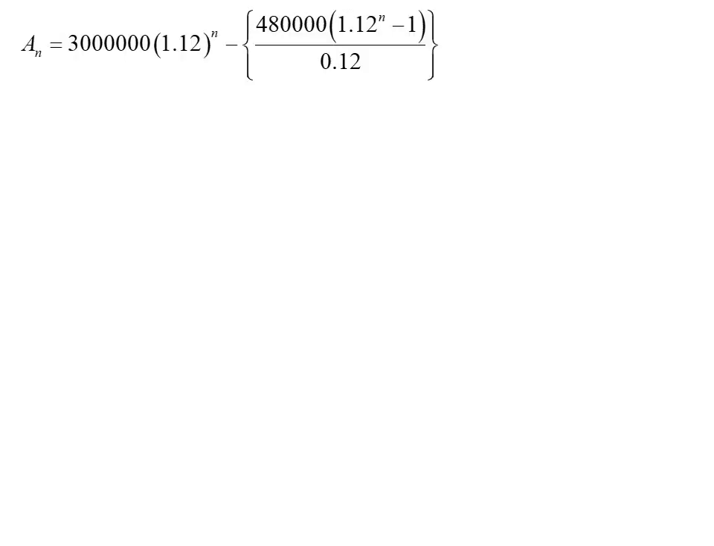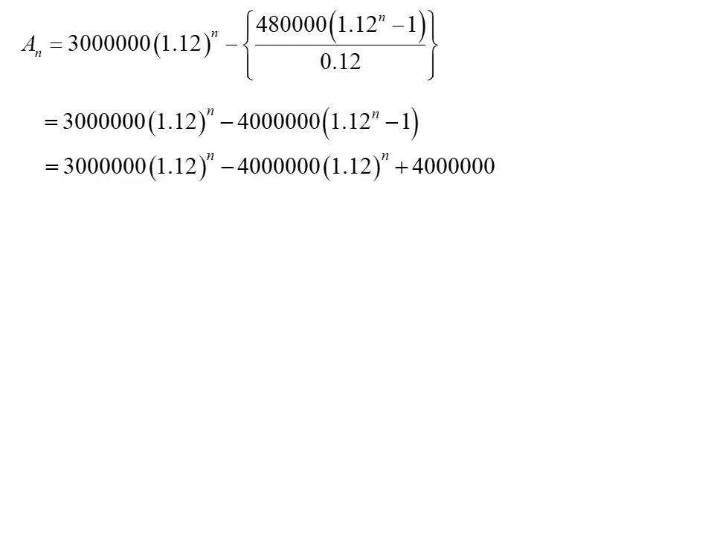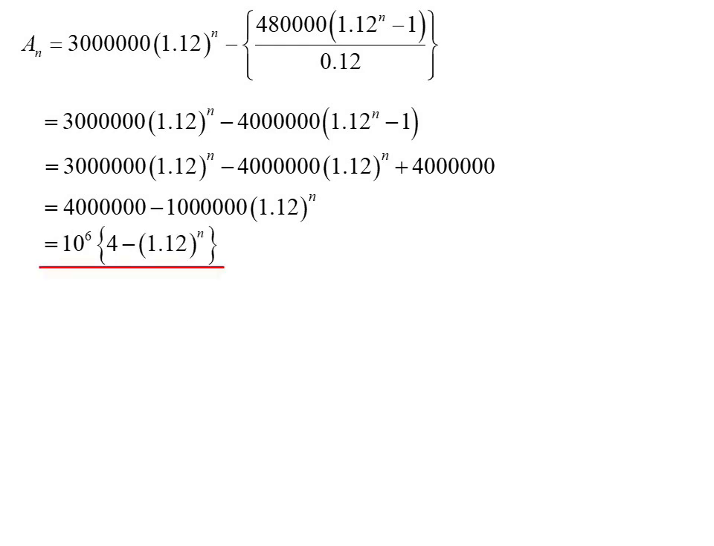Sub in, we want to try and get their answer. Well, nicely, 0.12 goes into 480,000 and we get 4 million. So there is that common factor when we expand out and we can get close to what they want. Because look what happens, we get the 3 million minus the 4 million, so we've got minus 1 million. We therefore have a common factor of 1 million, which is 10 to the power of 6, and we get the expression that they wanted.